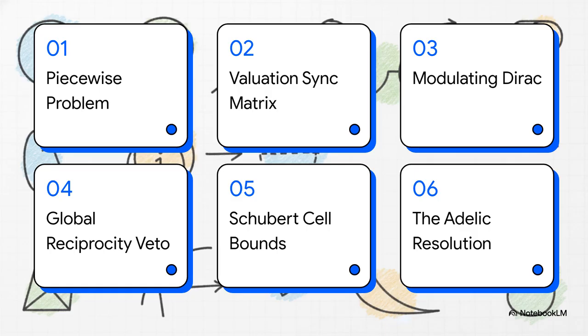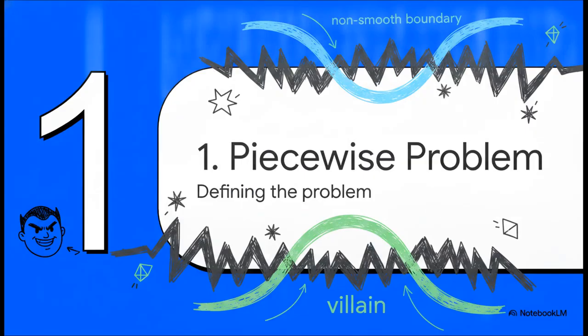As your guide, I'm going to walk you through a classic proof by contradiction journey where we introduce a hypothetical geometric anomaly and just watch the mathematical universe completely fight back to fix it. All right, let's jump straight into Section 1, defining the piecewise problem.